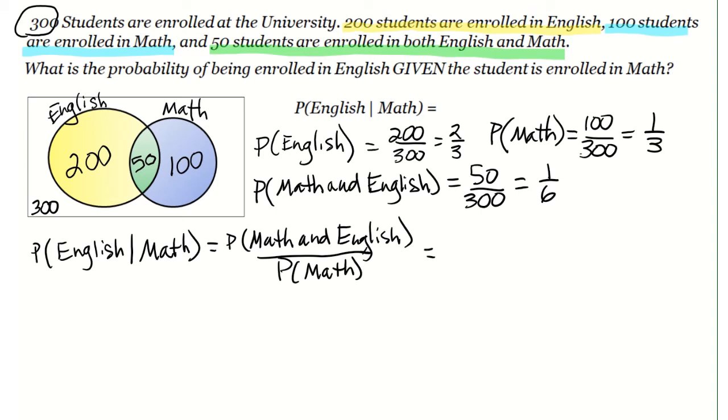So we can see from the numbers that we did before, that is going to be the probability of math and English is 50/300, and the probability of math is 100/300. Then we can simplify that to 50/100, which is 5/10, which equals 1/2, or 50%.